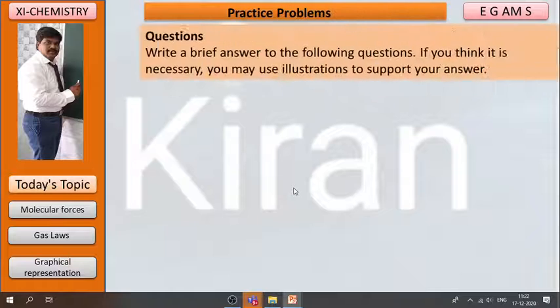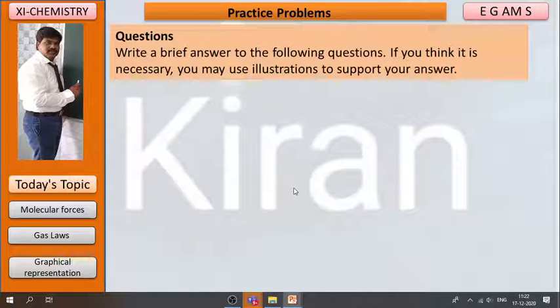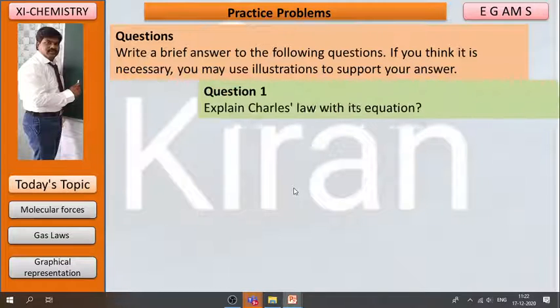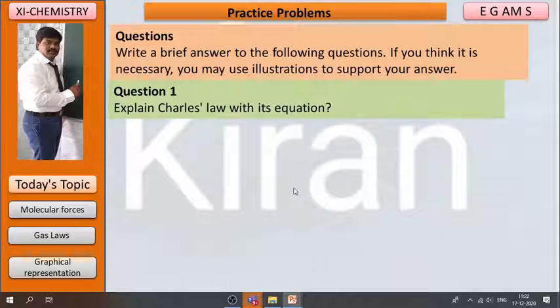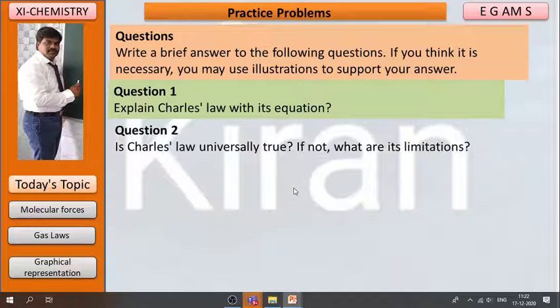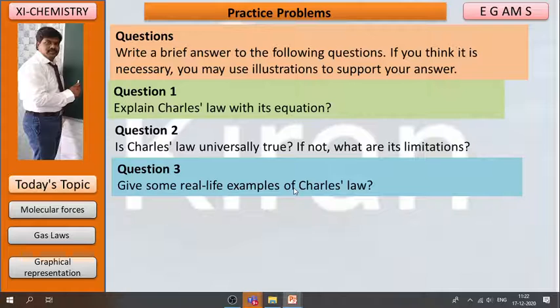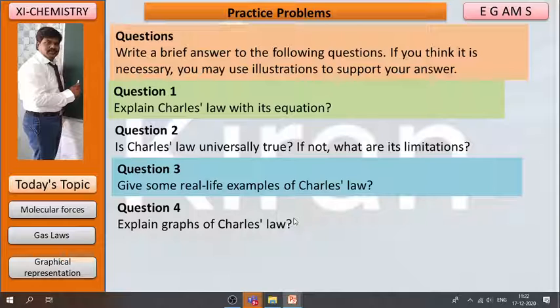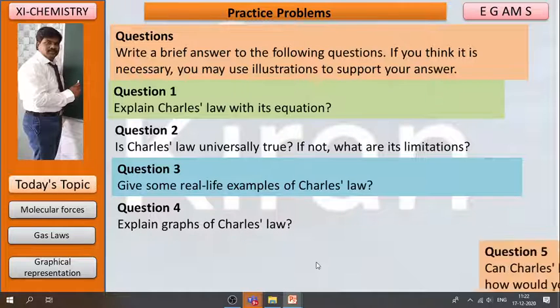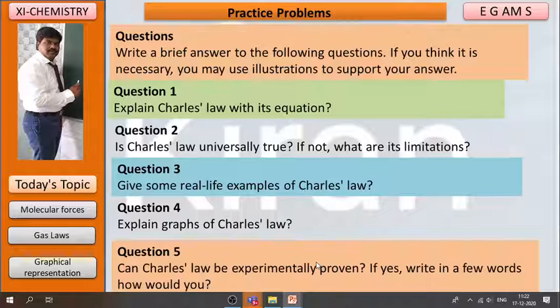Some more practice problems. Write a brief answer to the following questions if you think it is necessary. You may use illustrations to support your answers. Question number 1. Explain Charles' law with its equation. Question number 2. Is Charles' law universally true? If not, what are its limitations? Give some real-life examples of Charles' law. Explain graphs of Charles' law. Can Charles' law be experimentally proven? If yes, written in a few words, how would you?